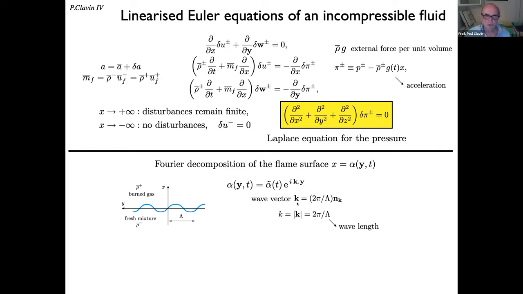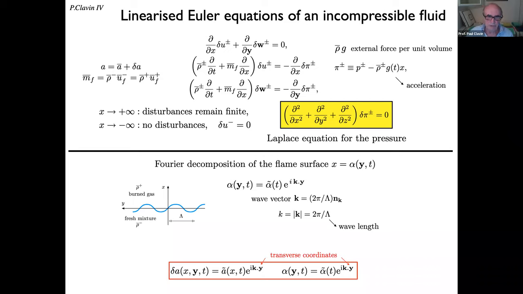What is important is that the wave number, which is k here, is 2 pi over the wavelength, shown here. And this is a given quantity. You give the amplitude and the wavelength of the disturbance you are considering, and you look for the evolution of the amplitude associated with this wrinkle. This amplitude is time dependent but no longer dependent on space, and it is written tilde alpha, which depends on t.